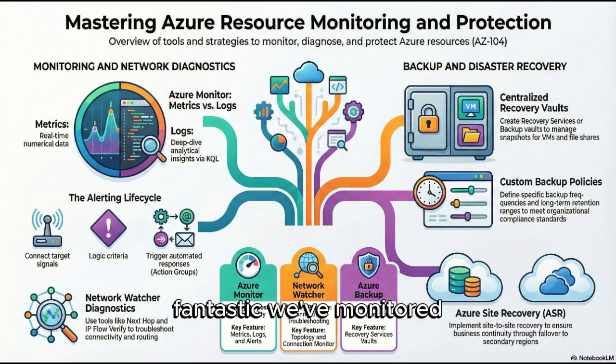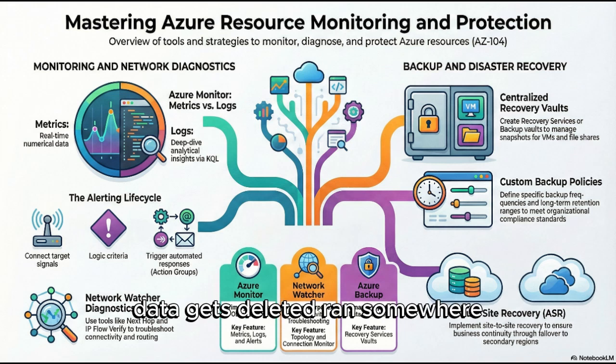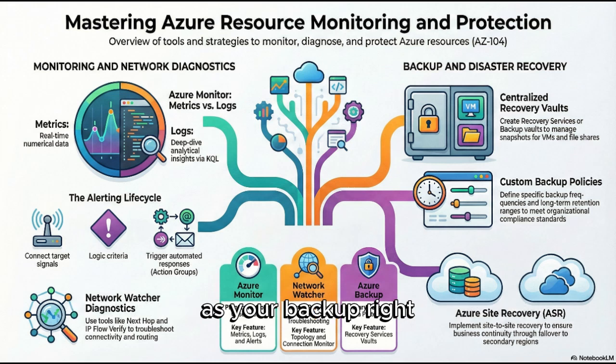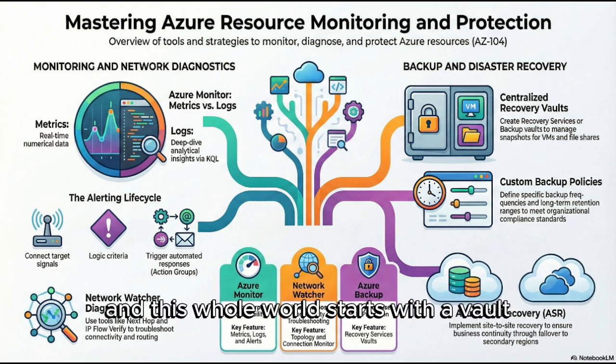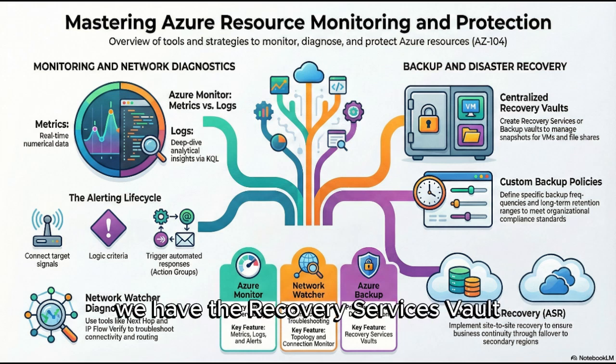Okay, fantastic. We've monitored, we've alerted, we've fixed the network, but sometimes disaster strikes anyway. Data gets deleted, ransomware. Now we need the insurance part of our theme, Azure Backup. Right. We're shifting from fix it to save it. And this whole world starts with a vault. But, and this is important, there are now two types of vaults. They're not interchangeable. We have the Recovery Services Vault and the newer Backup Vault.